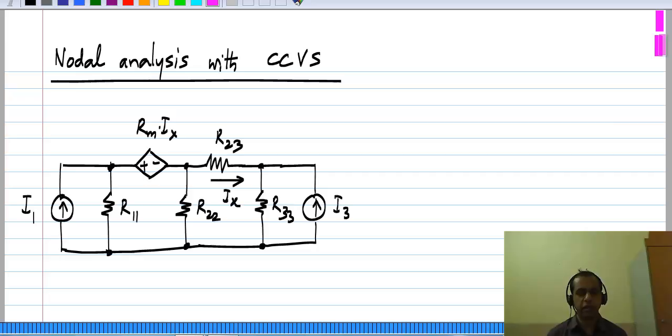So let me take this circuit which has a current controlled voltage source. Again, you will recognize the similarity of this circuit to the circuits I considered for the independent voltage source and the voltage controlled voltage source. In this case, the current controlled voltage source is connected between nodes 1 and 2, and its value is given by some Rm, a proportionality constant, times Ix, and Ix is defined that way.